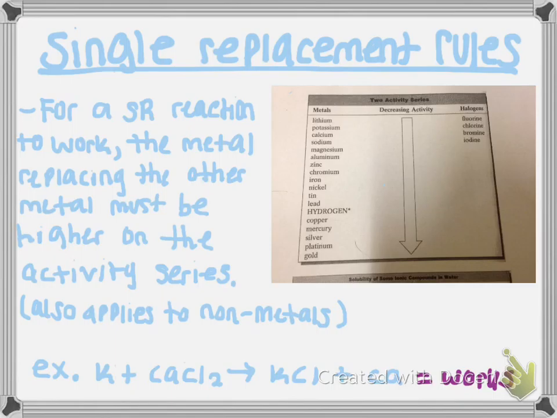So K plus CaCl2 equals KCl plus Ca. This is a single replacement, and it works because K is potassium and it is above calcium. So K is replacing Ca to be with Cl, and then Ca is on the end. The reason why this works is because, again, potassium is above calcium on the activity series. Therefore, it can replace Ca.